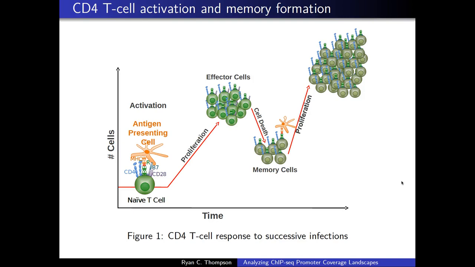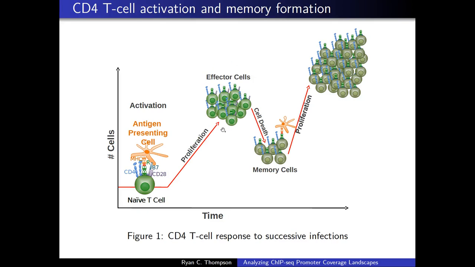So the idea is you start with a naive T-cell, which is a T-cell that has never been exposed to its antigen before. During the course of a normal infection, that T-cell will encounter its antigen, and through a complicated series of signaling mechanisms, it will be induced into proliferating and differentiating into what's called an effector cell. It will proliferate very quickly and form a large number of effector cells, which then participate in fighting the infection.